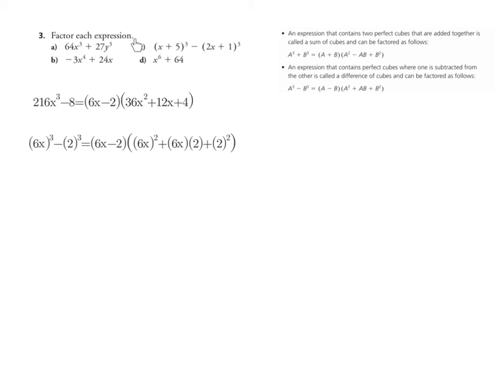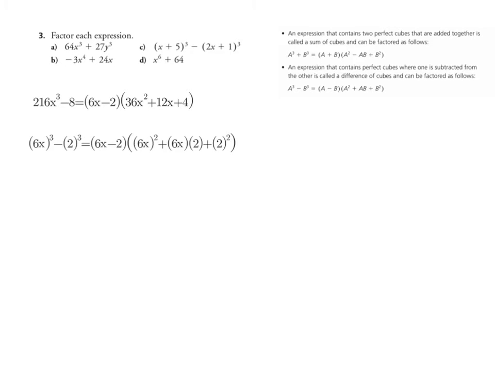Might as well do it. So we got 64x cubed. I'm going to take the cube root of 64. I get 4. 27y to the 3. Cube root of 27 is 3. So this is 4x times 4x times 4x. This is 3y times 3y times 3y.